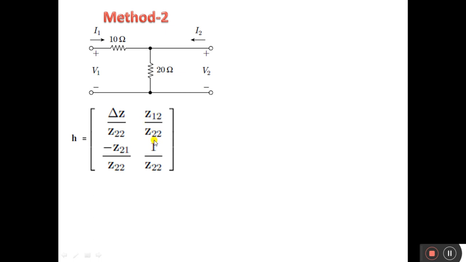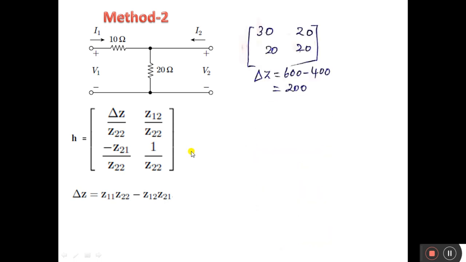H12 becomes Z12 by H22, Z21 is minus Z21 by Z22, and H22 becomes 1 by Z22. The del Z means the determinant of this Z network: Z11 Z22 minus Z12 Z21. Now, first calculate the Z value, that is the Z matrix.